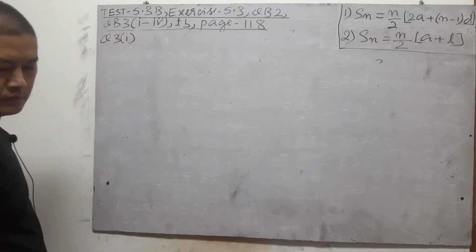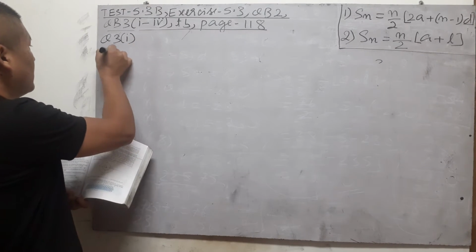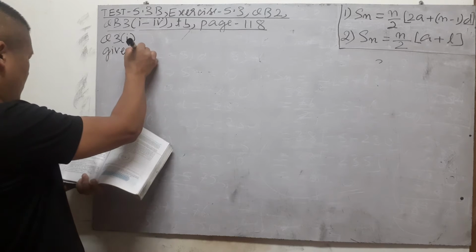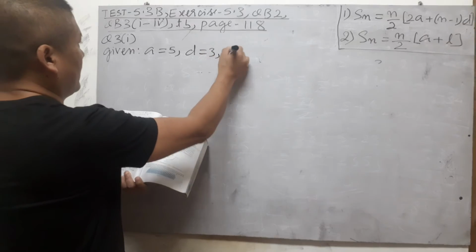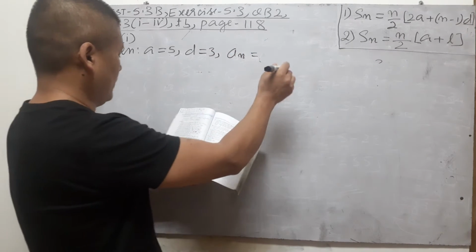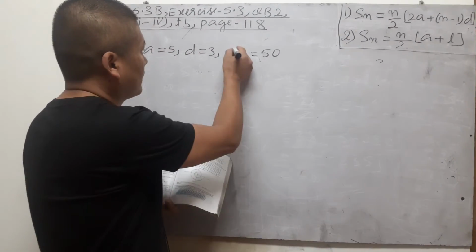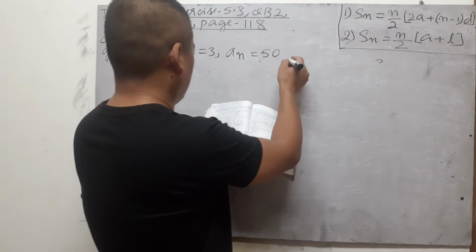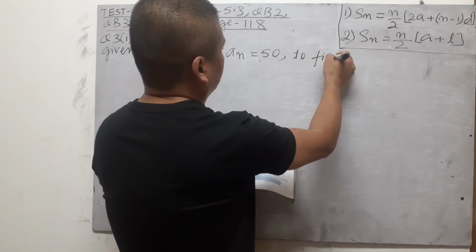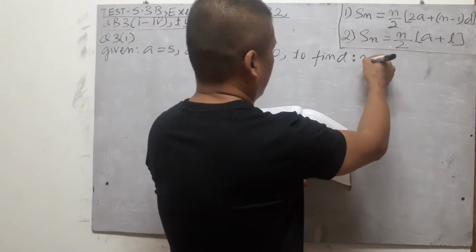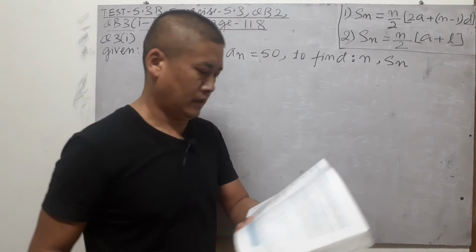Subheading 1. We read the question: in an AP, number 1. Given, so let me write the given quantities. Given is a equal to 5, d equal to 3, an equal to 50. Then we have to find n and Sn. So these two, n and Sn.